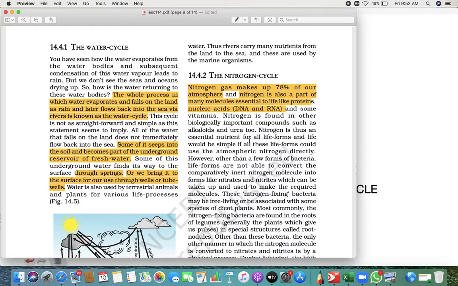But what is our problem? We cannot take this nitrogen directly from the atmosphere. That is our biggest problem. Neither we, nor plants, nor animals can take nitrogen directly from the atmosphere. So how does the nitrogen come? Nitrogen can be found in alkaloids and urea. The farmers used to spread urea fertilizers, and that was nothing but nitrogen.